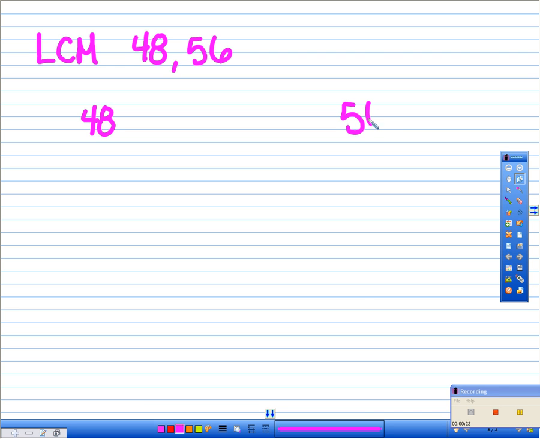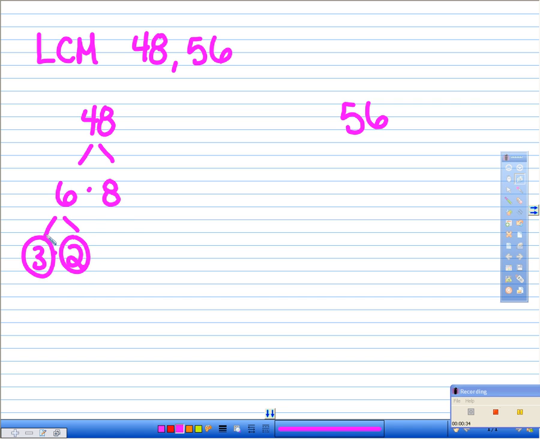And if I asked you to find the least common multiple, the first step you could take is to find the prime factorization. 6 times 8. 3 times 2, so I'm just getting this down to all prime numbers. 4 times 2, and then 2 times 2. I did prime factorization now with 48.